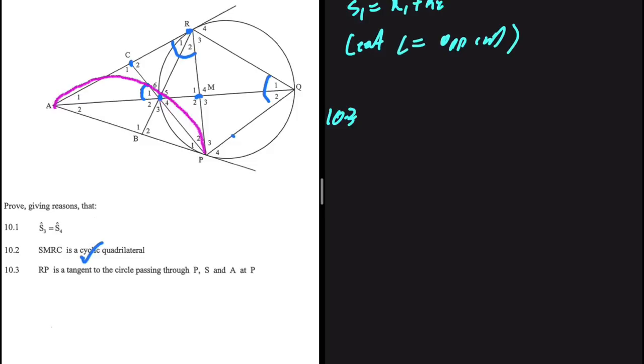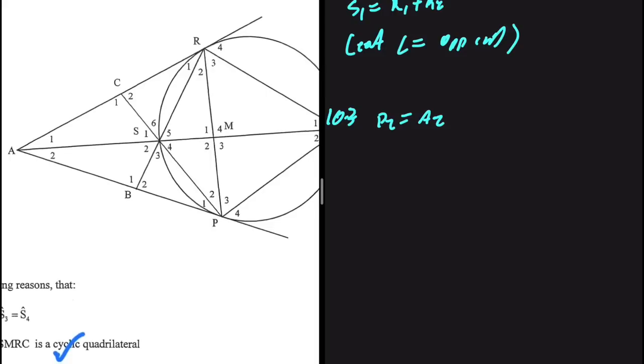Let me use a different color. This is a chord on the circle. If RP is a tangent, then P2 should be equal to the angle subtended by that chord, which is A2. So if we can prove that P2 is equal to A2, then we've proved that RP is a tangent to the circle passing through P, S, and A at P. Okay, so let's see how we can do that. Let me erase all this for the sake of clarity and zoom in.